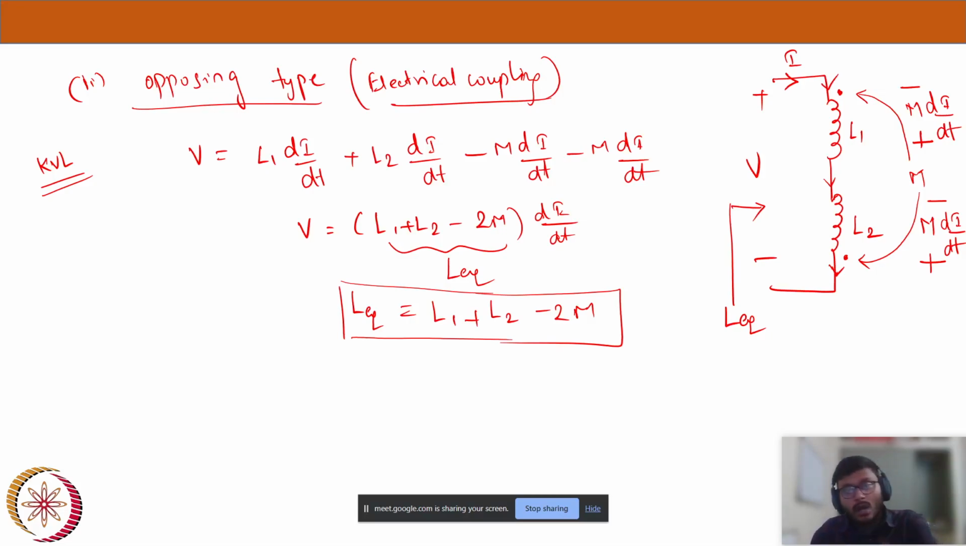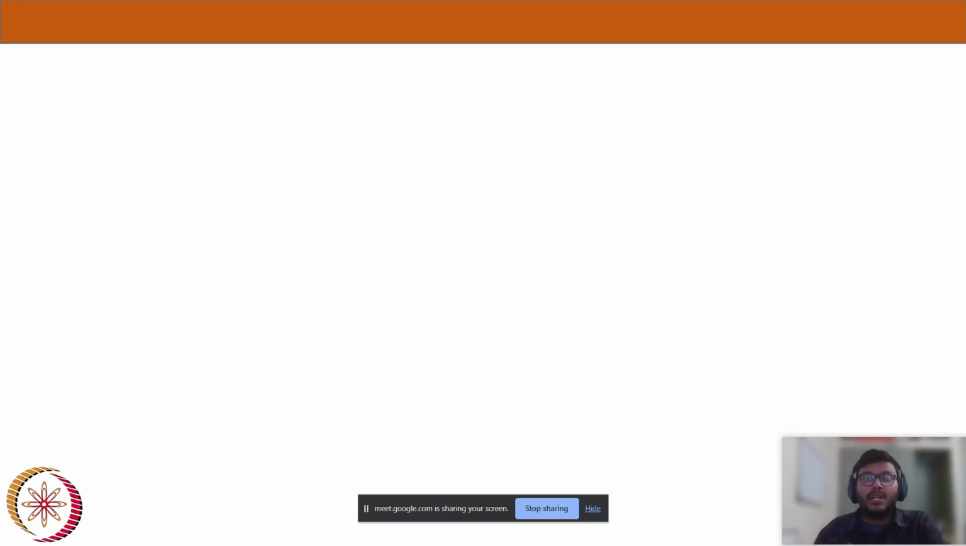And let's now look at the magnetic coupling. This is how it exactly happens in transformers, where there is no physical connection.